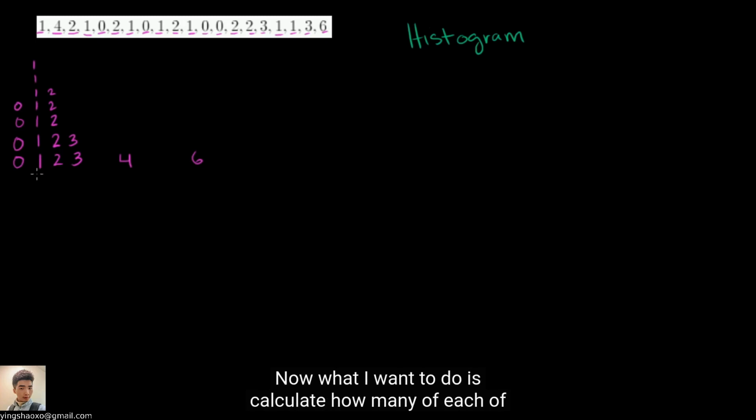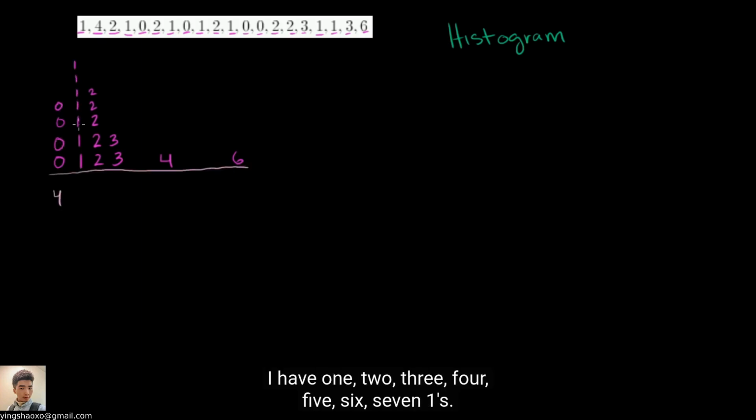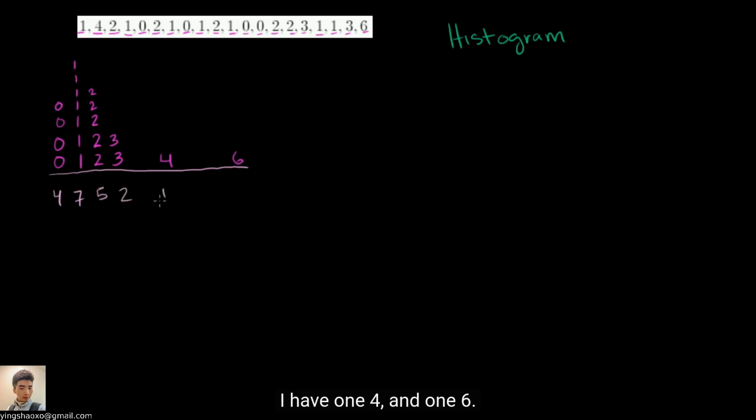Now what I want to do is calculate how many of them there are. So I want to look at the frequency of each of these. So I have 1, 2, 3, 4 zeros. I have 1, 2, 3, 4, 5, 6, 7 ones. I have 1, 2, 3, 4, 5 twos. I have 1, 2 threes. I have 1 four, and 1 six.